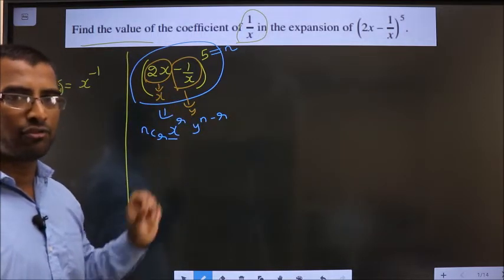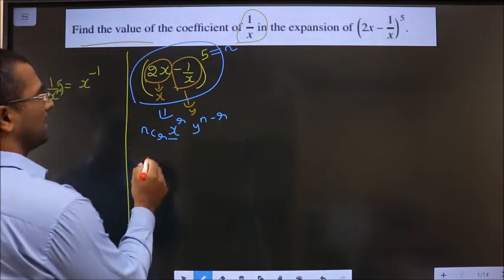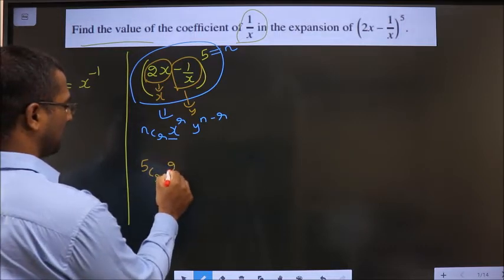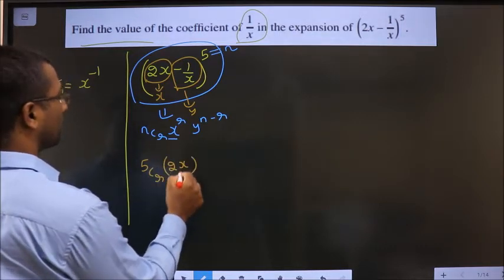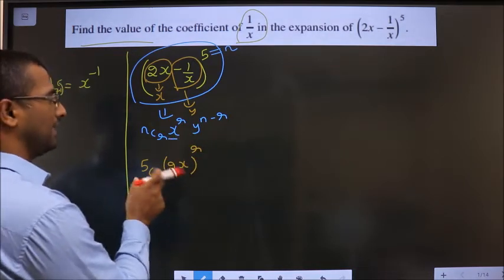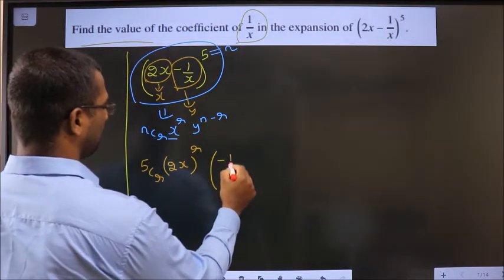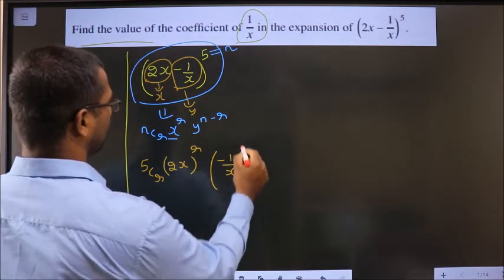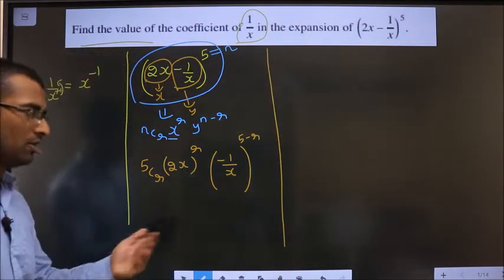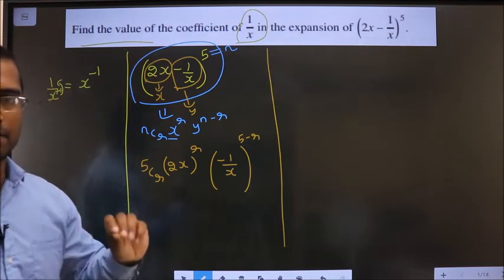If this is x and this is y and this is n, replace all in the formula. So that will result in 5Cr, in place of x, (2x) power r. R will remain like that only. Later we will find out the value of r. In place of y, (minus 1 by x) power 5 minus r. Now after this, simplify this to the maximum extent.